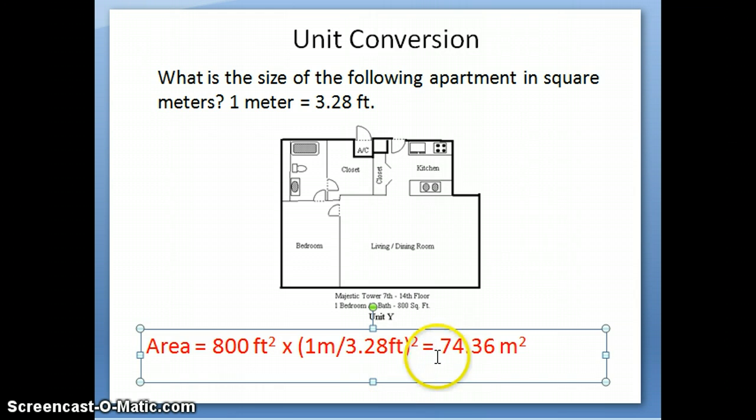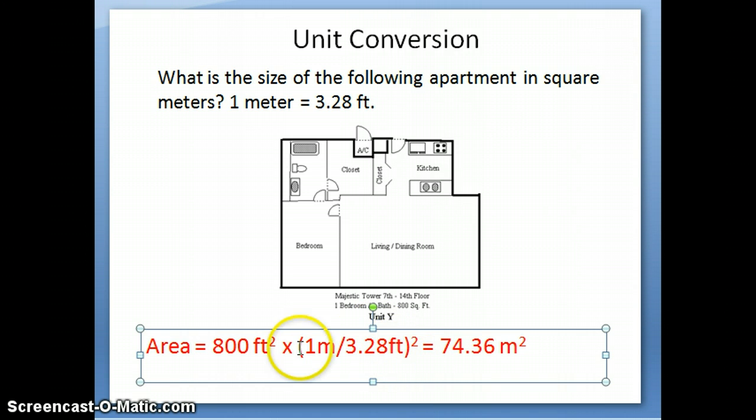The answer to the problem is given here, which is 74.36 square meters. Let me just discuss briefly how I get this answer. You started with 800 square feet of area, and what you want to do is convert this value to square meters. Now, we don't have a conversion between square meters and square feet, but we do have a conversion between meter and foot, which is 1 meter to 3.28 feet.